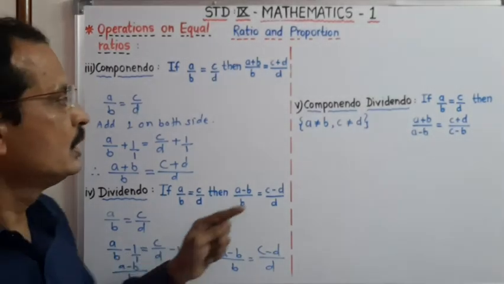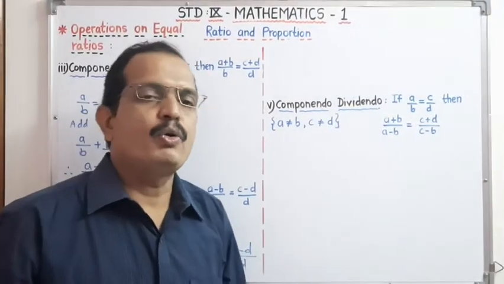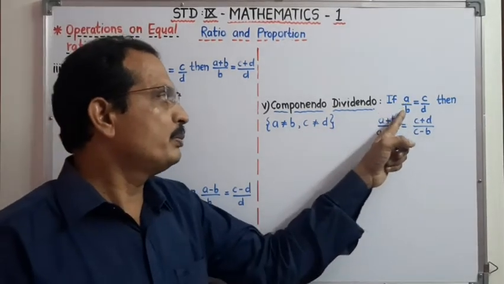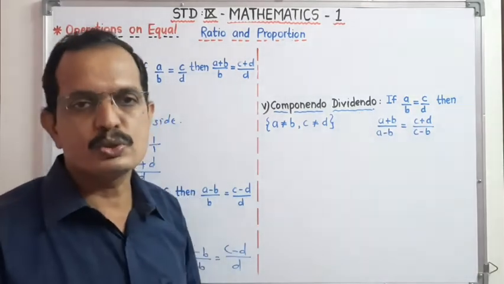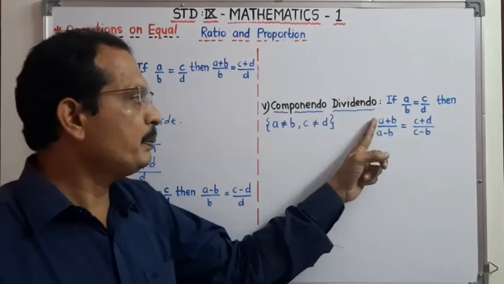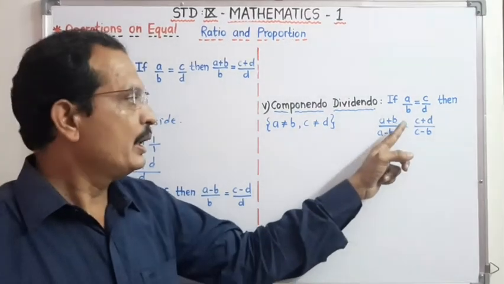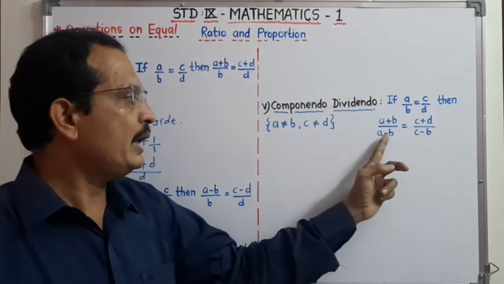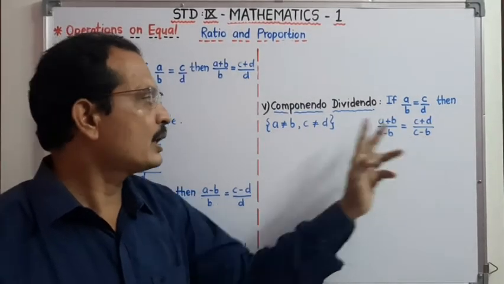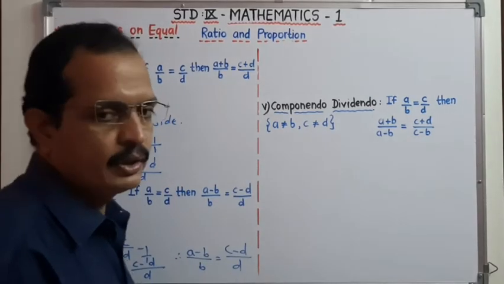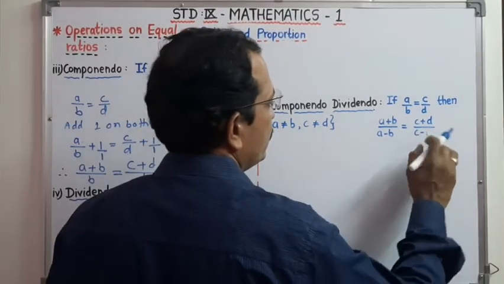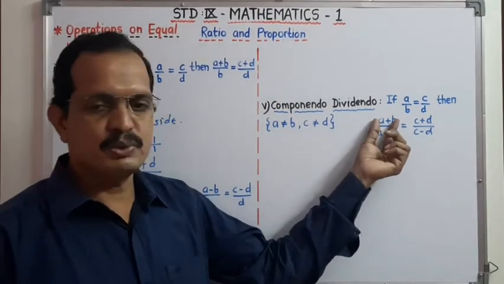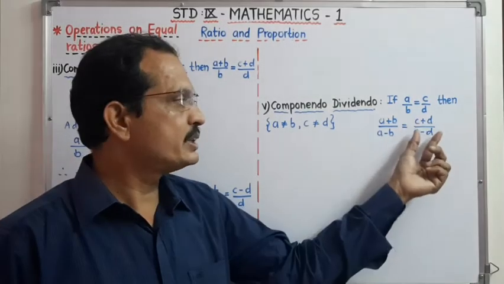Now, see dear student, last property is there for the operation on equal ratios. If a upon b is equal to c upon d, that means these two ratios are equal, then a plus b upon a minus b is equal to c plus d upon c minus d. Condition is that a is not equal to b and c is not equal to d. Got it? Now see dear student, here it is addition and subtraction.